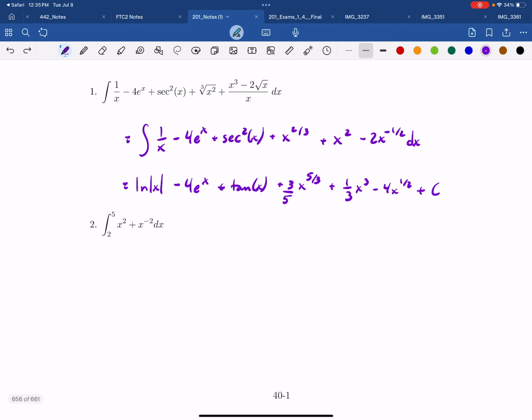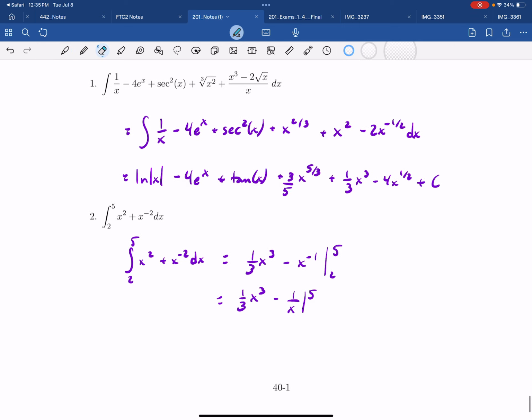For number 2, this is a definite integral, right? So we do write bounds, although we don't write the plus c thing. We don't need to do that. We just have, okay, this is going to be 1/3 x cubed. I guess what's this going to be? Minus x to the negative 1, right? Yeah, minus x to the negative 1. And that's going to be from 2 to 5. And of course, we could rewrite this as 1/3 x cubed minus 1 over x. I just think it's a little easier to visualize what's going on there.